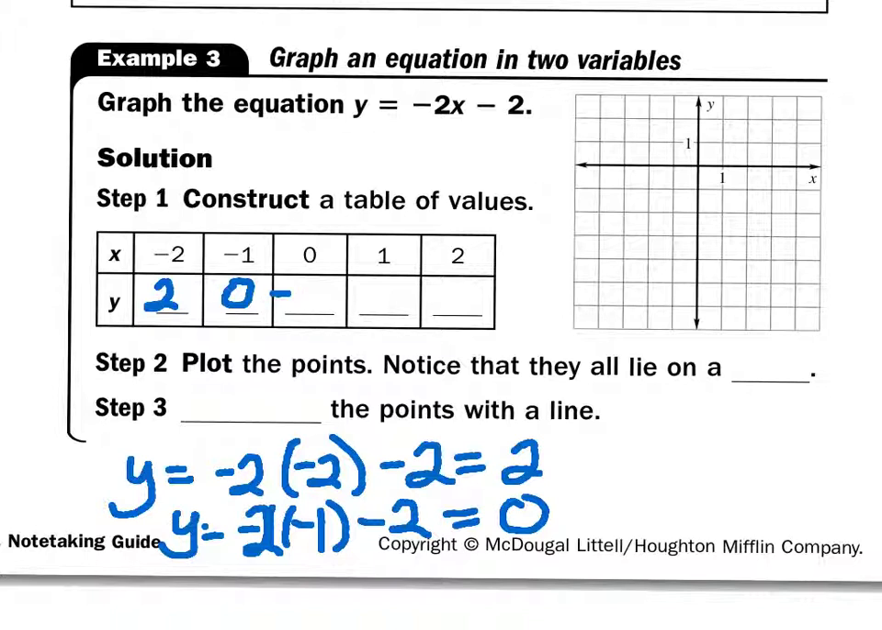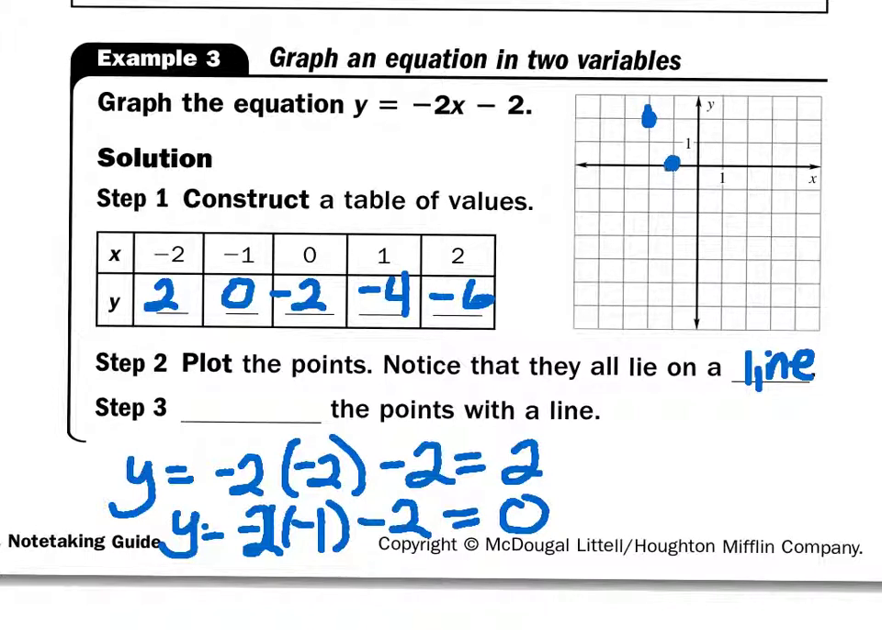So at 0, it is -2. At 1, it's -4. And at 2, it's -6. Step 2, plot the points. Notice they all lie on a line. So -2, 2.